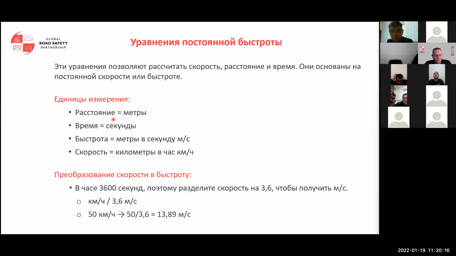We are going to apply scientific units, so the units for measurement and time and distance. For these equations, distance will always be in meters, time will always be in seconds, and velocity, which is another term for speed, is in meters per second. We will talk about speed as kilometers per hour.